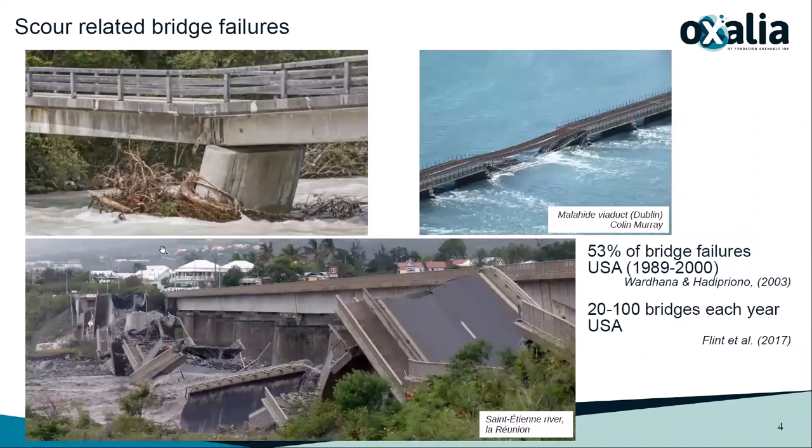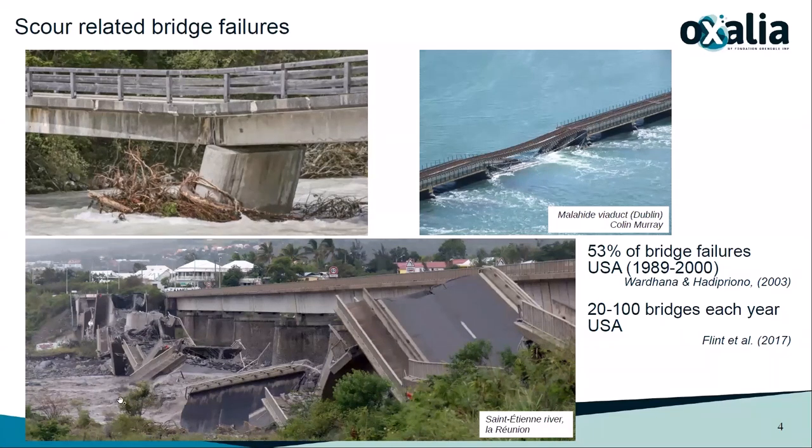So I have here some examples of scour-related bridge failure. So here you can see that the pile is not straight anymore, and you have another phenomenon which can be important, which is wood jamming, so wood debris getting stuck in front of the pile. Here it's actually the case of a viaduct in Dublin where all the pile has been destroyed, and you can see the railway still hanging above the water. And here the worst one where all the bridge has been totally destroyed. So it's an example of a bridge in La Réunion above the Saint-Étienne River.